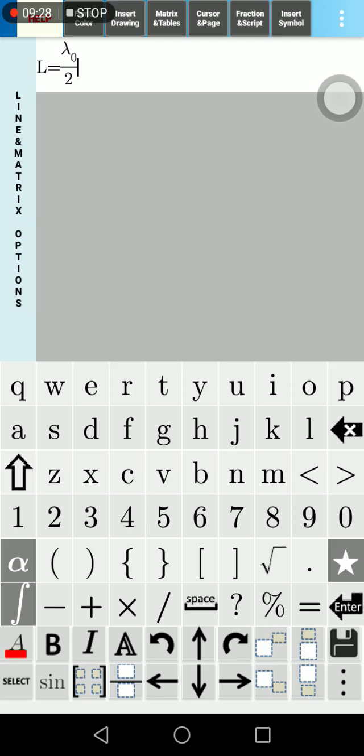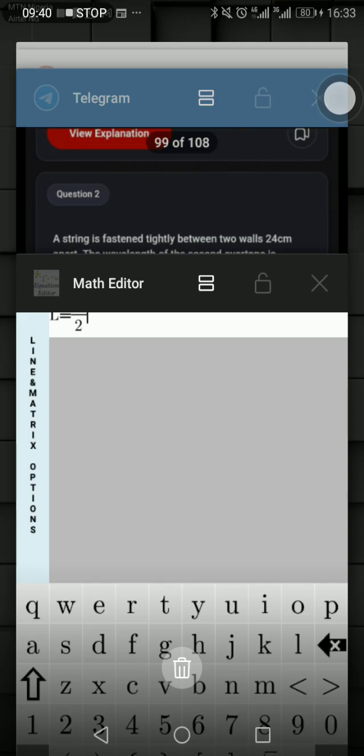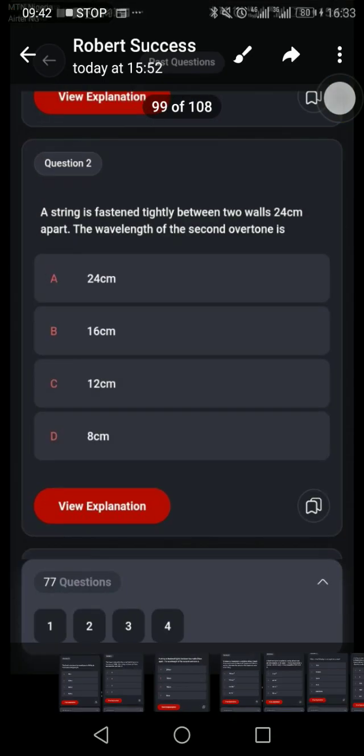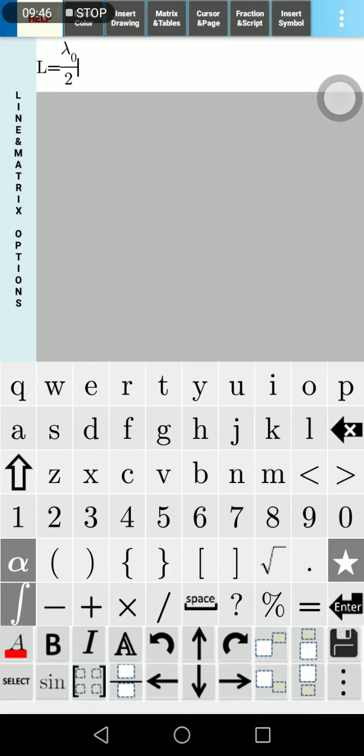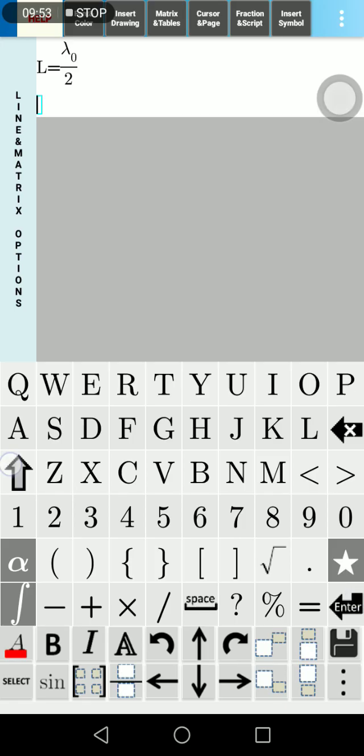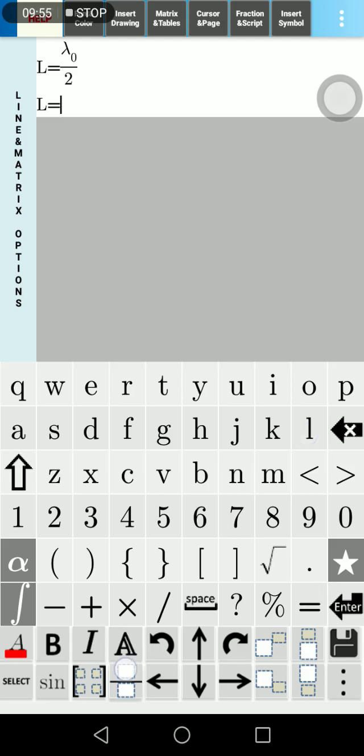Then if you go to the first overtone, you multiply by 2. For the second overtone you multiply by 3, and for the third overtone you multiply by 4. So what did they ask us for? They asked for the second overtone, so we're going to multiply by 3. If it's the first overtone, multiply by 2. Second overtone, multiply by 3.